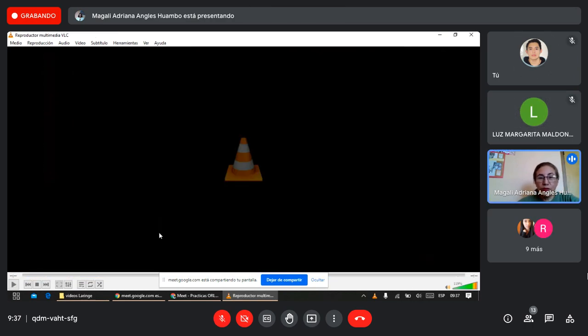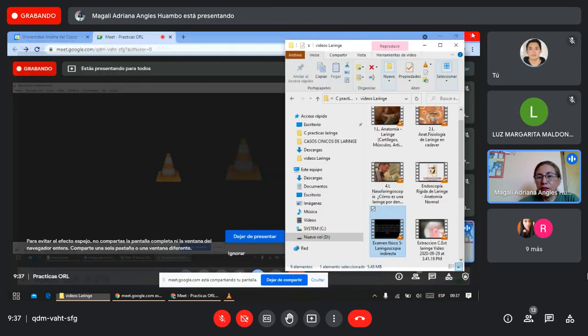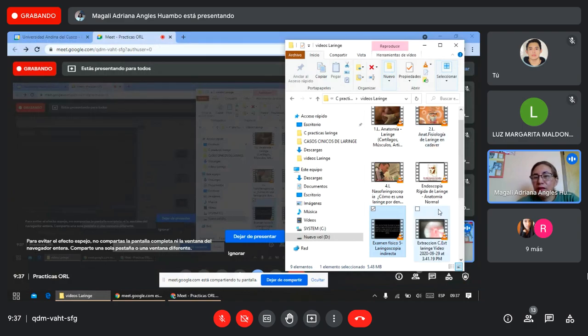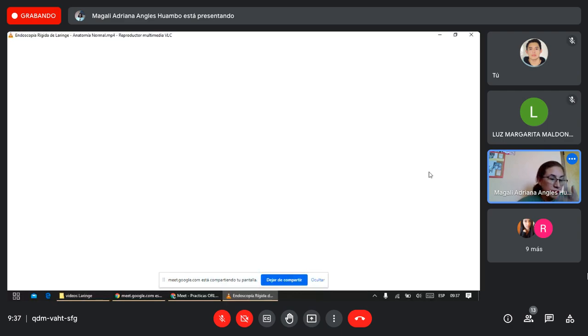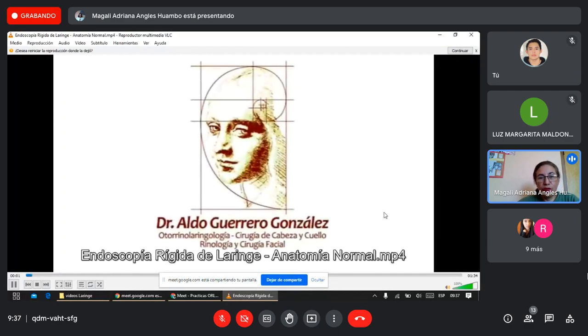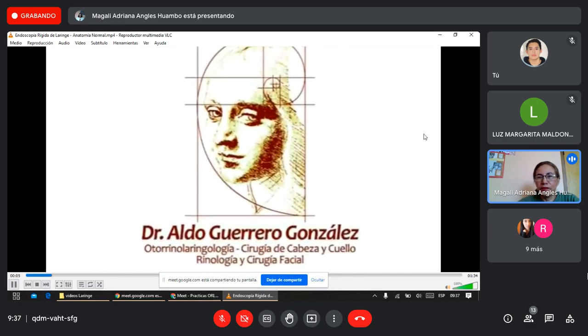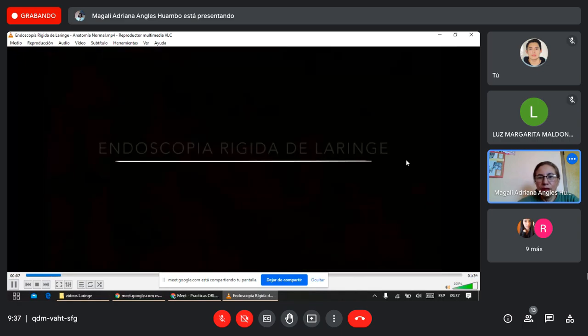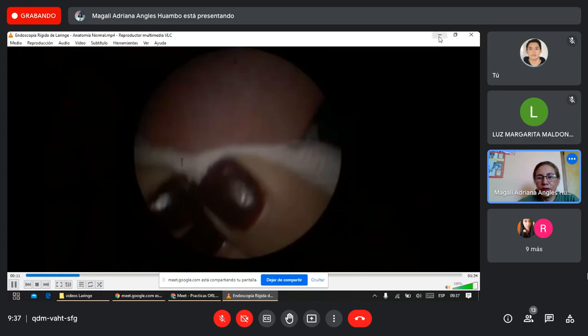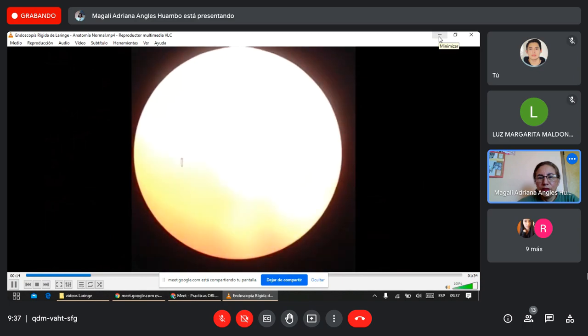Entonces, alumbramos el espejo e indirectamente el espejo va a alumbrar las estructuras hipofaríngeas y nos va a mostrar más. Endoscopía rígida. Bueno, esto creo que ya lo hemos visto.